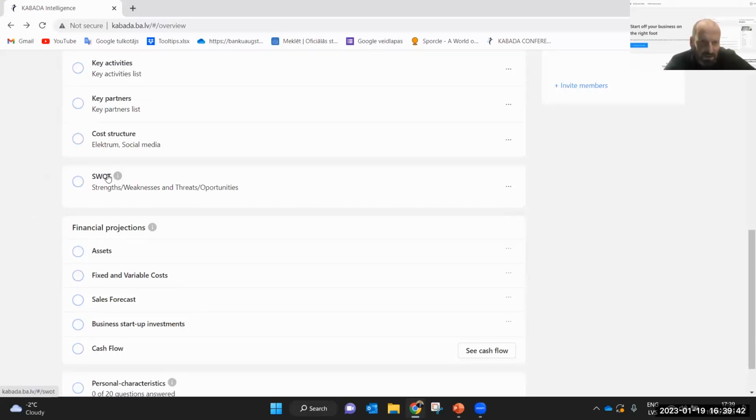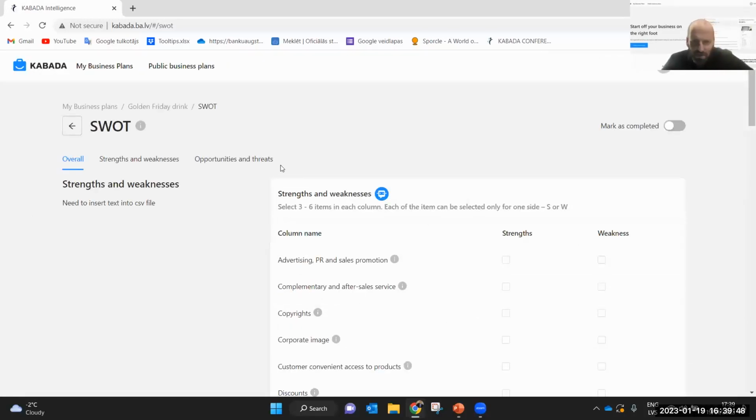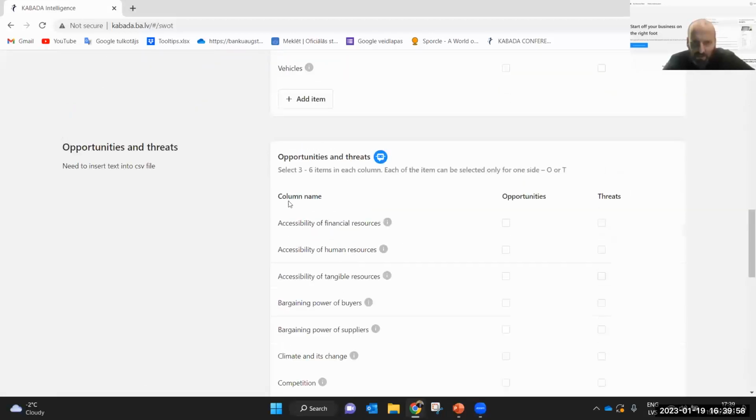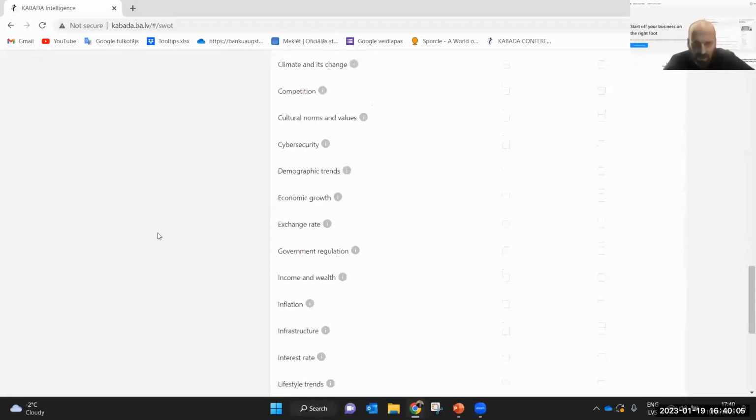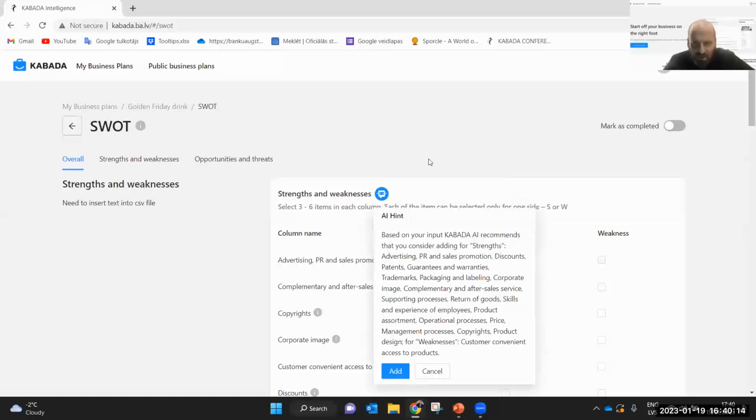SWOT analysis is well known to everyone, so you can set up a SWOT analysis. You see the system offers us 3 to 6 strengths and weaknesses to select from the list, and the same for opportunities and threats, 3 to 6 for each side. We will have to make a selection, but maybe we can have a brief comment here. You see, this is an artificial intelligence hint. Artificial intelligence based on some algorithms already provides us some suggestions about what might be strengths and weaknesses for this type of business.